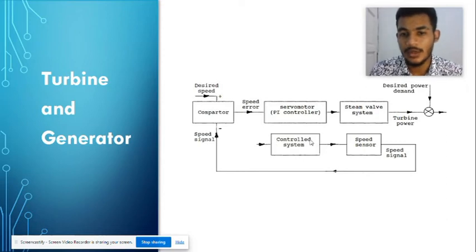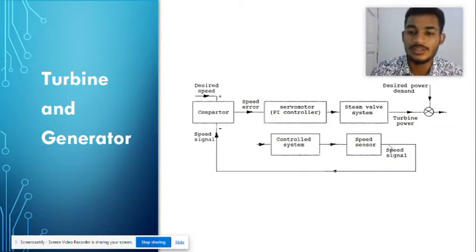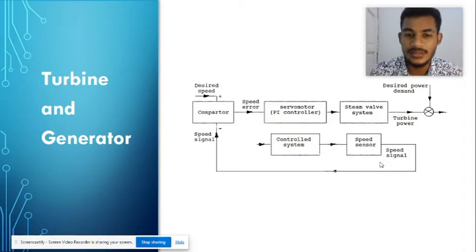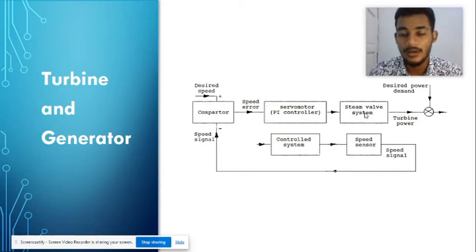Moreover, there's a control system which will send a signal to the speed sensor. The speed sensor will determine how fast the turbine is running. The speed signal will be sent to the comparator. Later on, we will see the servo controller formula and the steam valve system, how it operates and how the calculation works.